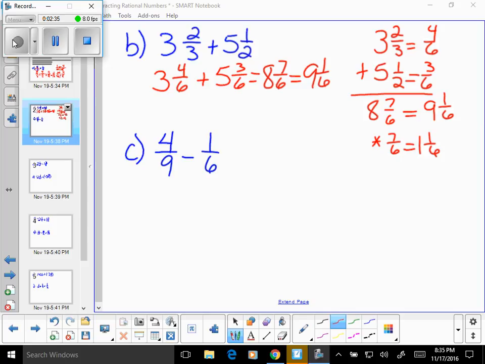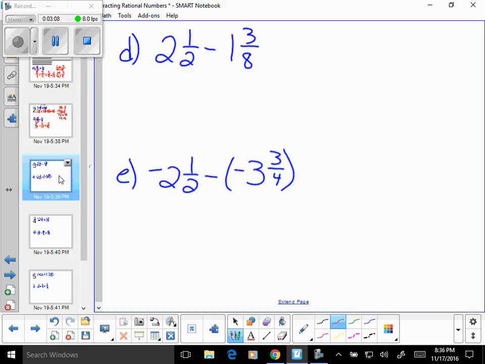Okay, I start with my 9. 6 does not go into 9, so I will need the second multiple of 9. That means take 9 times 2. 18. 6 will go into 18, so therefore that's my common denominator. 4 over 9 equals 8 over 18. 1 over 6 equals 3 over 18. When I subtract, I will get 5 over 18, and that is already in lowest terms.